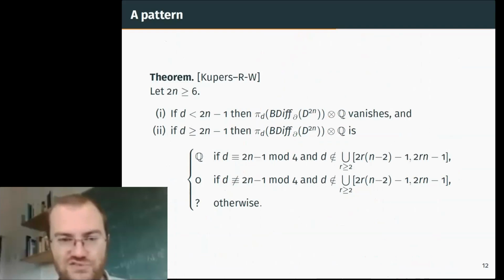So this is me just trying to write it out in mathematics again. So in dimensions starting at least 6, if the homotopical degree is less than 2n-1, then this group vanishes.